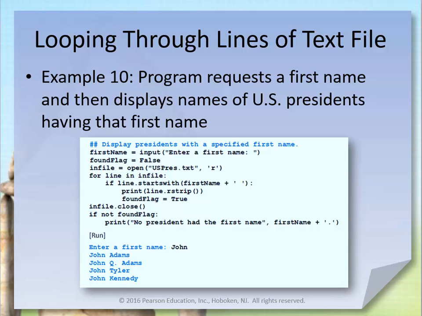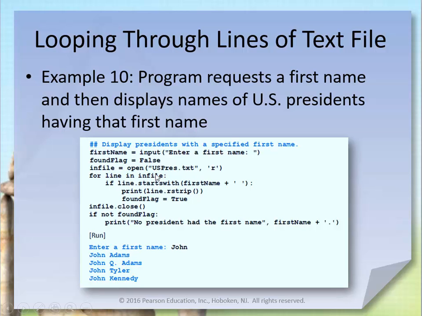Here's one that goes through elements in a text file that has the names of the U.S. presidents. That's all it has in it, just the first and last name of the president. We're going to try and figure out which presidents have a certain first name. So we'll input a first name. We're going to set up a Boolean variable here, the found flag, and set it to be false. We're going to open our file, uspresidents.txt.